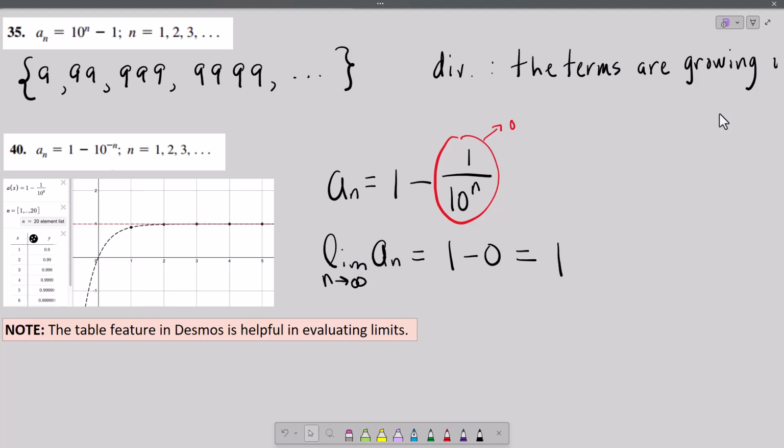Diverge. Because the terms are approaching 1. So that means if you added them all together, if you think about your sequence of partial sums, you're basically adding 1 to itself infinitely many times, which is going to diverge. Everyone following that?